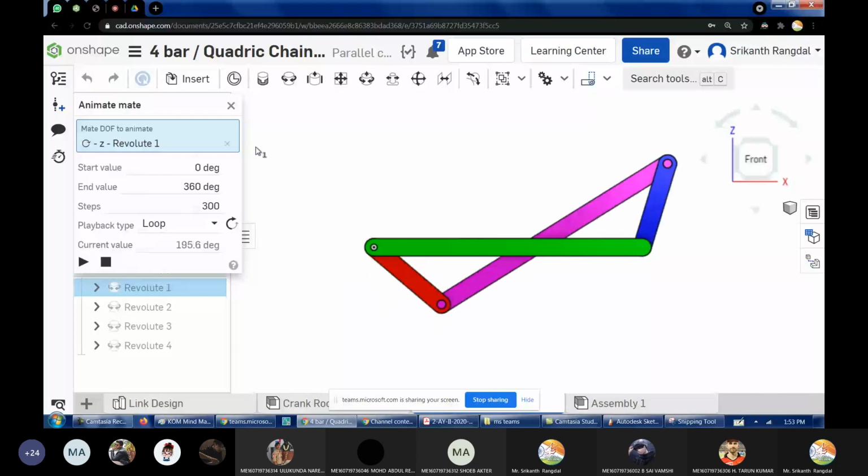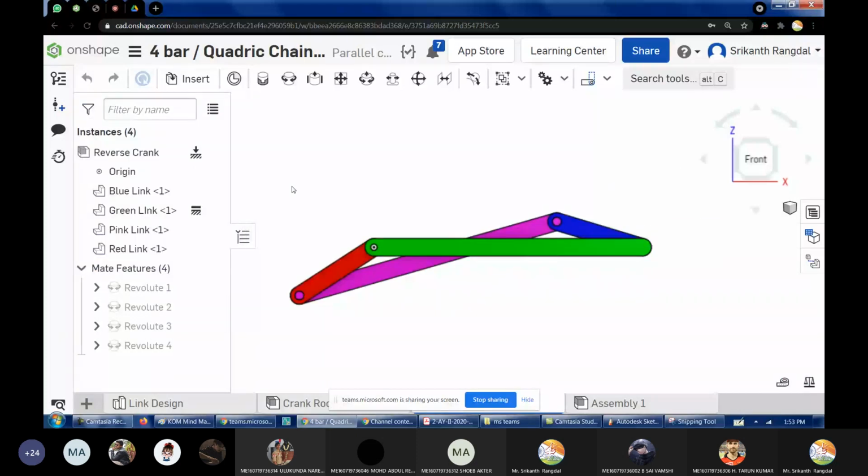So this is what happens with the parallel crank chain. For a parallel crank chain, all the inversions are double crank mechanisms, and reverse crank mechanism is also possible with it.